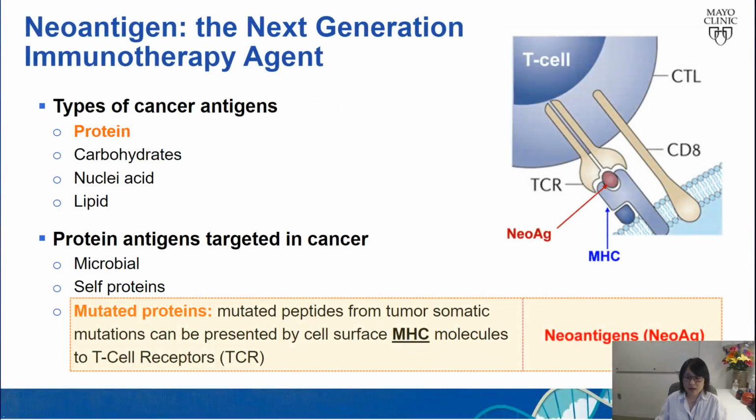Cancer neoantigen is one of the most promising next-generation agents that can improve ICB efficacy. Cancer produces different antigens. Neoantigens belong to the subgroup of protein cancer antigens. Unlike microbials or self-proteins, neoantigens are from mutated proteins from tumor somatic mutations that can be presented by MHC molecules to T cell receptors that consequently trigger an immune response. This is the definition of cancer neoantigens today.